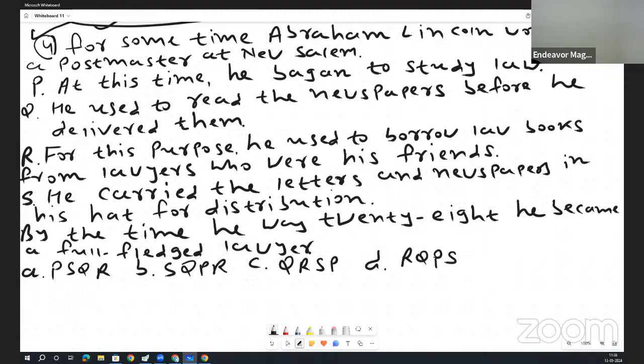Question, students. For some time, Abraham Lincoln worked as a postmaster at New Salem. P. At this time, he began... sorry, began, the spelling is wrong. Sorry, students. Q. To study law, he used to read the newspapers before he delivered them. R. For this purpose, he used to borrow law books from lawyers who were his friends. S. He carried the letters and newspapers in his hat for distribution. The ending statement is: by the time he was 28, he became a full-fledged lawyer.